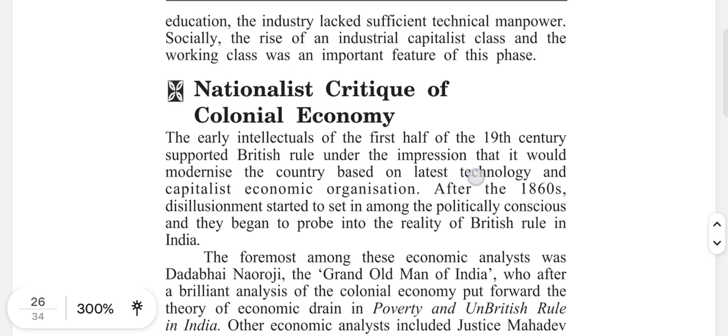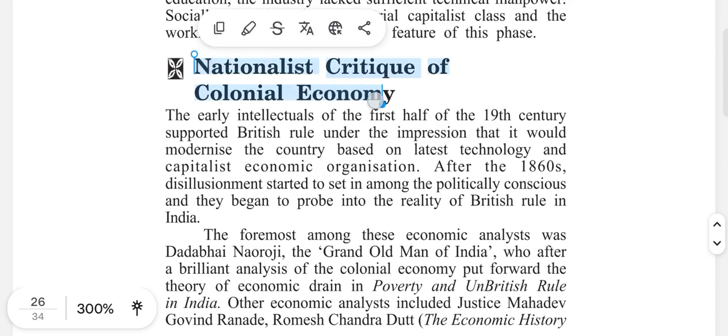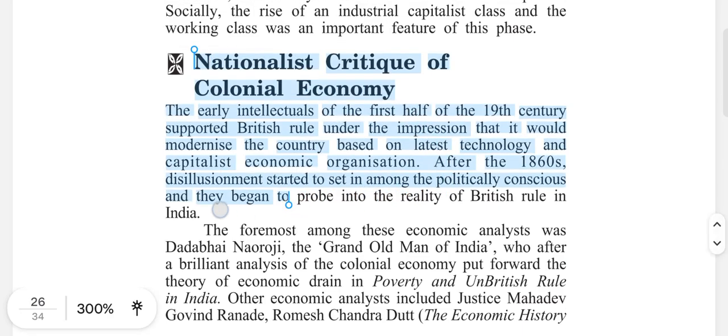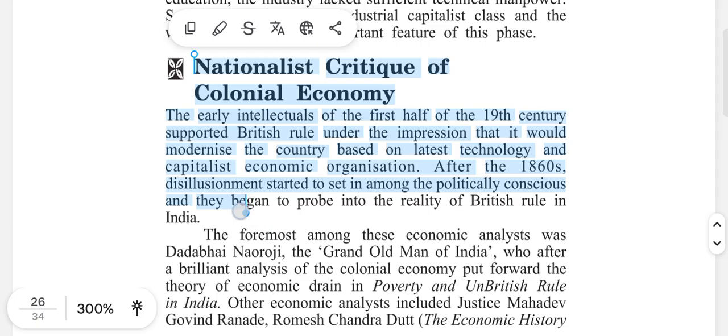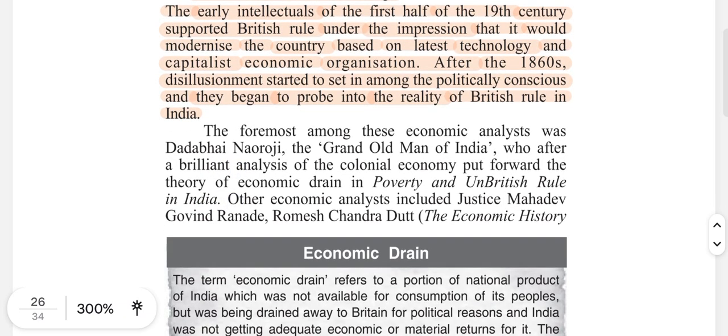Nationalist critique of colonial economy. The early intellectuals of the first half of the 19th century supported British rule, under the impression that it would modernize the country based on the latest technology and capitalist economic organization. After the 1860s, disillusionment started to set in among the politically conscious, and they began to probe into the reality of British rule in India.